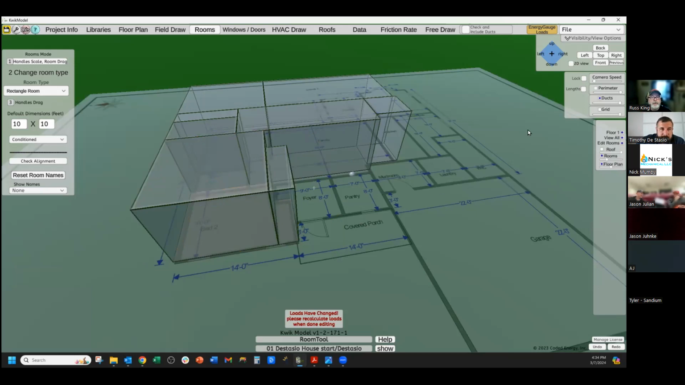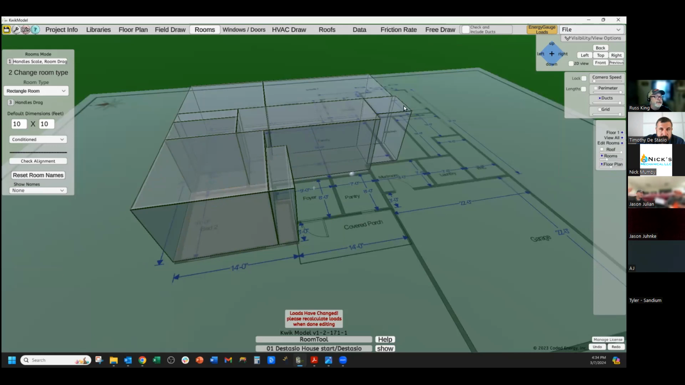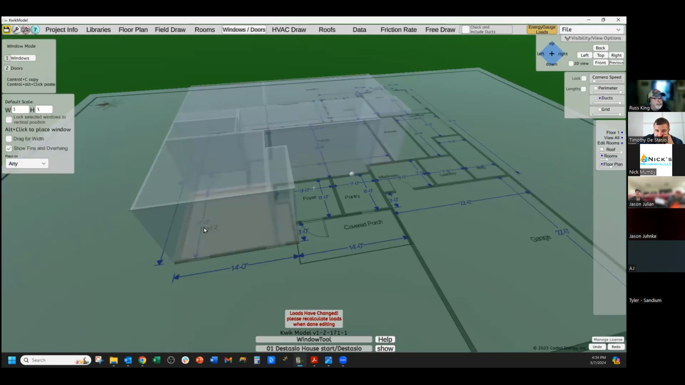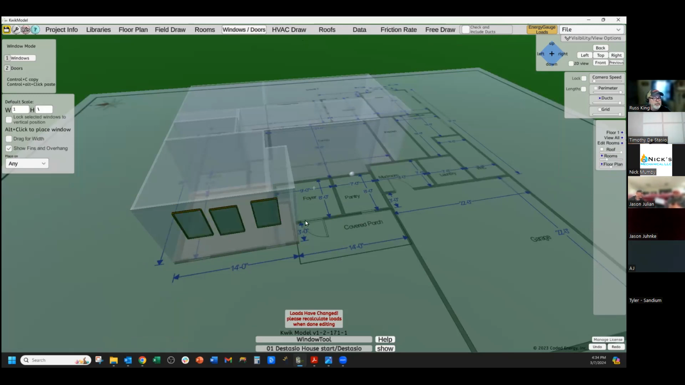Okay, so let me open a different file here real quick. Oh, and the other thing: after you get it built, you can place windows on here. Really simple. You can just say 2640, and it'll place windows. You can put the sizes in. You can copy the windows and place them. You can place doors and all that other stuff. So it's really easy to build the house.